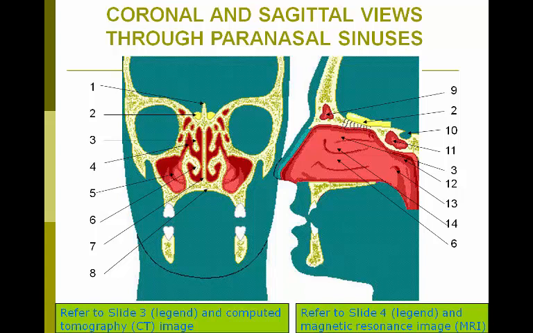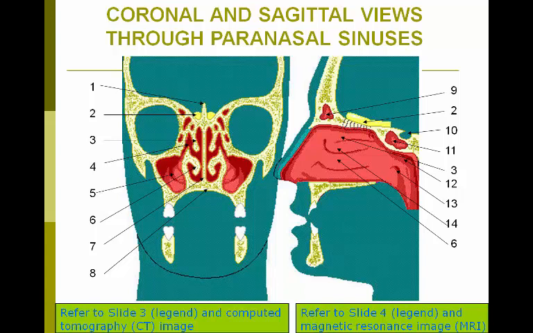They're just the sinuses that we normally think of when we think of the sinus headache and the allergies and that kind of thing. For the left hand, the coronal view, you'll refer to slide 3 for the legend, which also shows a CT or a CAT scan image of the same part of the anatomy. For the sagittal view on your right, you'll refer to slide 4 for the legend, as well as the corresponding MRI image of that region.